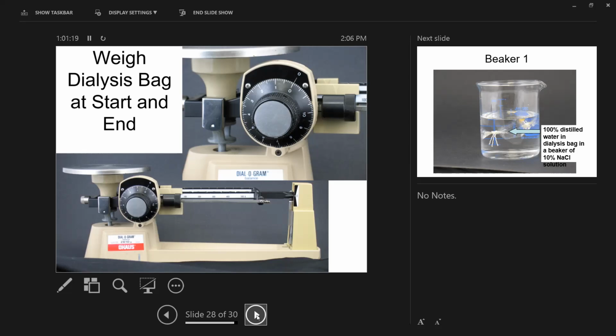How do we know that occurred? Because after 2 hours of running this exercise, we take this artificial cell out of the beaker, dry it off, place it on the balance beam, and weigh it. And invariably, the artificial cell with 100% water will lose weight as the water has left the cell and gone into the beaker. So osmosis, high water to low water. The highest water is in the bag. Lower water concentration, even at 90% water, is outside.